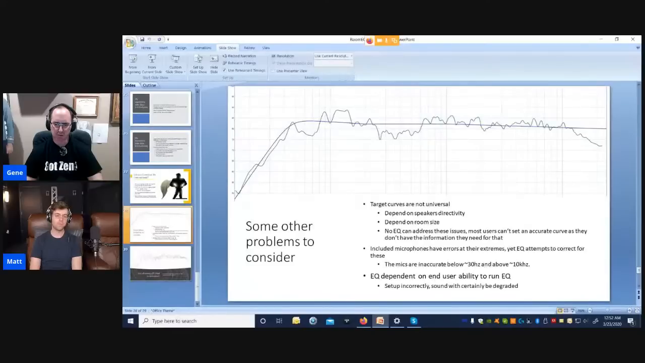So the mic inaccuracy below 30 hertz and above 10 kilohertz, is that because you're dealing with mostly these hockey puck mics that don't have a lot of depth to them? Well, even the USB mics are not that accurate. So that's another problem. I actually did some testing on this. There's another problem too. For obvious reasons, you have to point the mic at the ceiling.